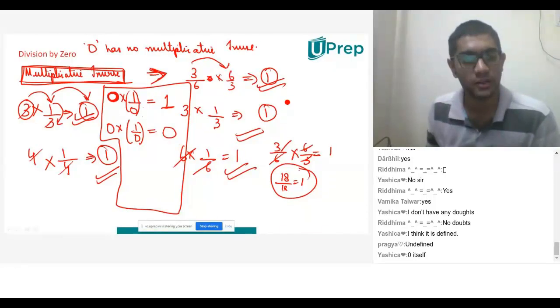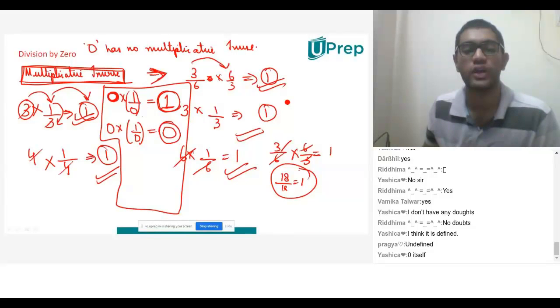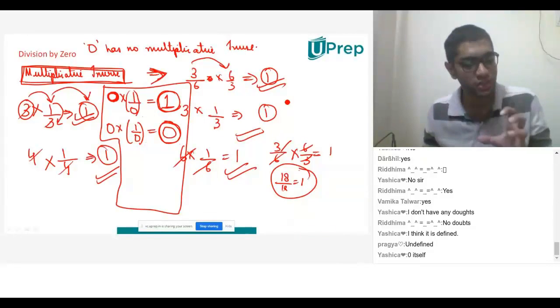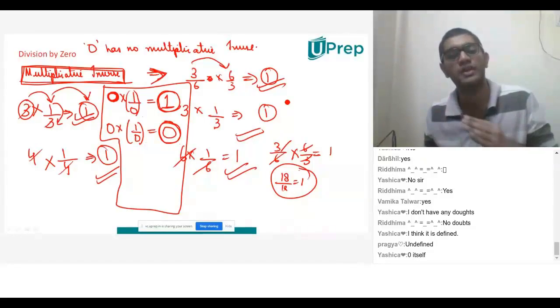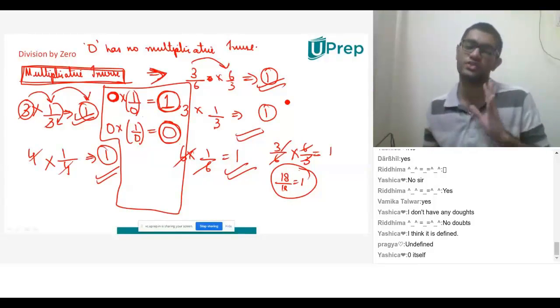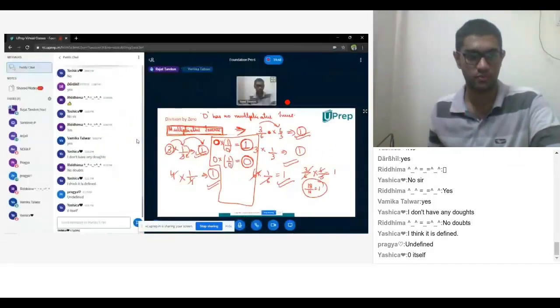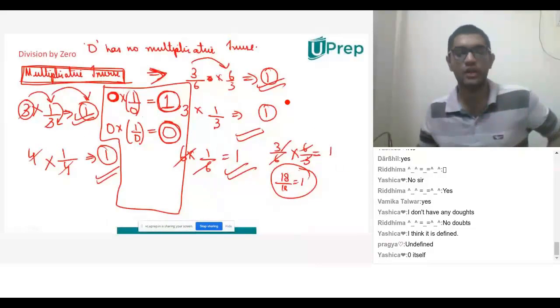Because if it had a multiplicative inverse, we should have got the answer 1. But 0 into any number is 0, right? So the number 0 itself has no multiplicative inverse. Is it very clear? Yes. Is this tricky part clear?